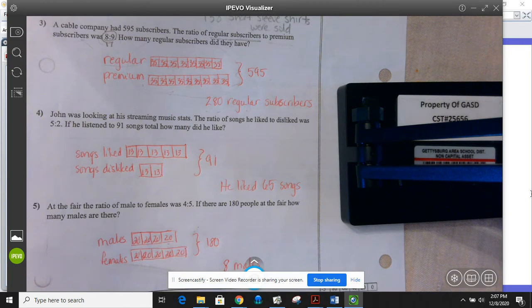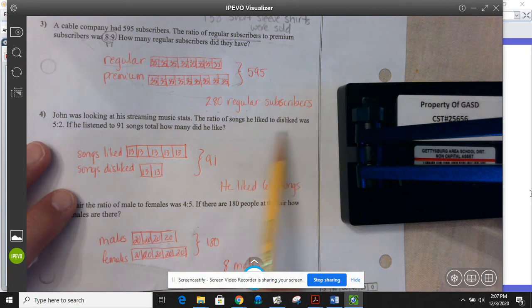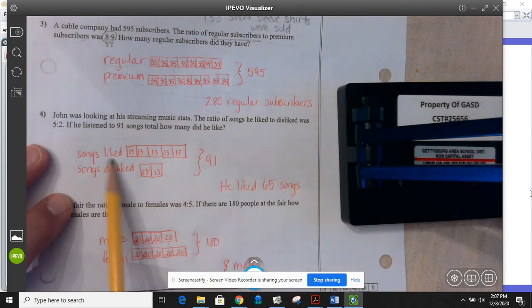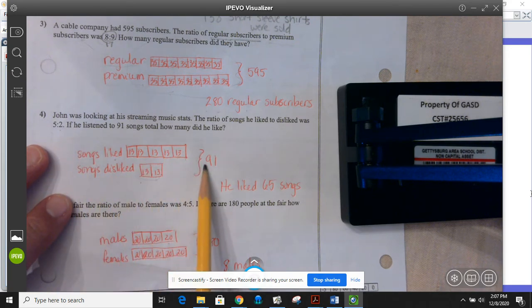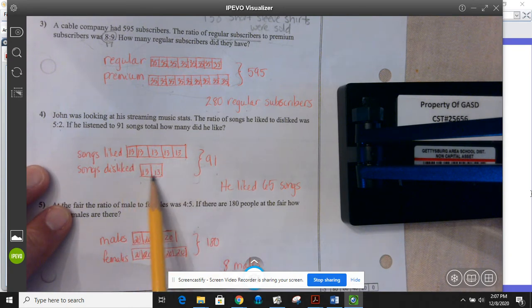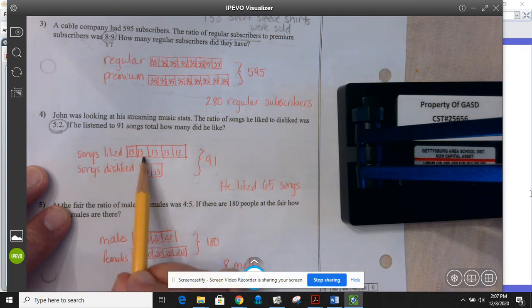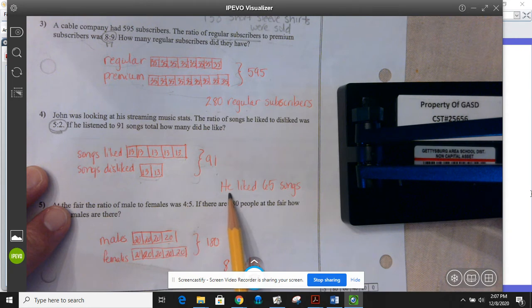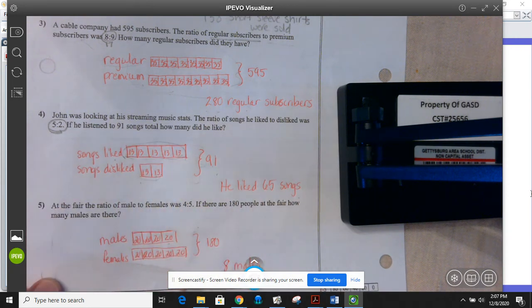Number 4, John's looking at his streaming music stats, and the ratio of songs he liked to disliked was 5 to 2. So he liked 5, I put 5 squares, to 2. Disliked 2 squares. Had a total of 91 songs total. I divided the 5, 6, 7, the 7 total into 91 and got 13 goes into each box. Then I found out that he liked 65 songs. So I took the 13 times 5.